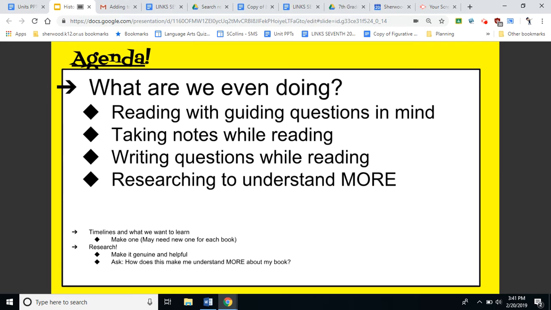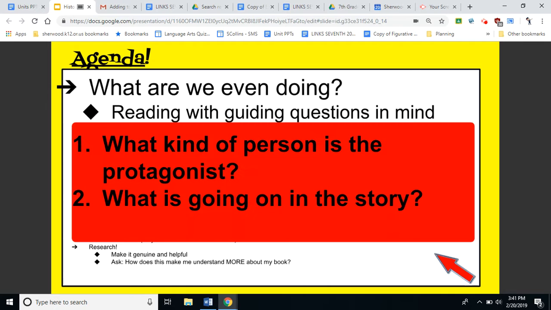So let's remember what we're doing in this unit, the work that we're doing as we go through reading these historical fiction novels. You're reading with the guiding questions in mind, and you're taking notes in your reader's notebook with those guiding questions guiding you. So far in lesson 1, the 2 questions that I had you write in your reader's notebook. If you don't have these written down yet, open your reader's notebook and write these down. 1 is, what kind of person is the protagonist? 2, what's going on in the story? And that's when we talked about character and conflict. And if you don't remember that, then go back to lesson 1 and watch that video.